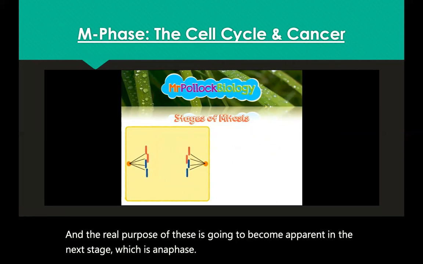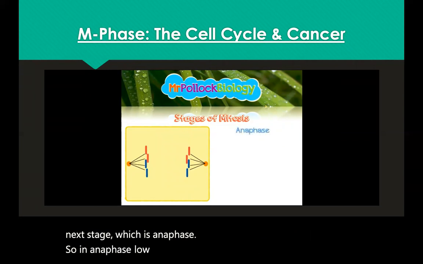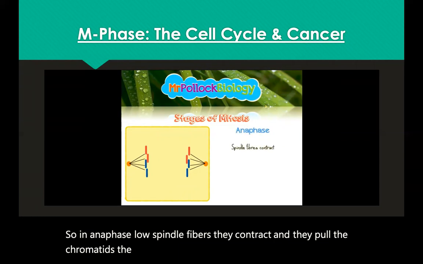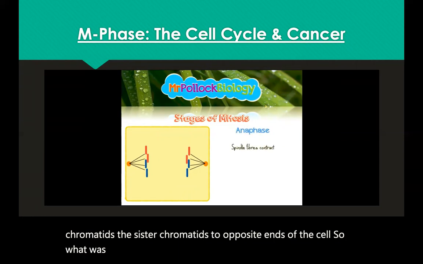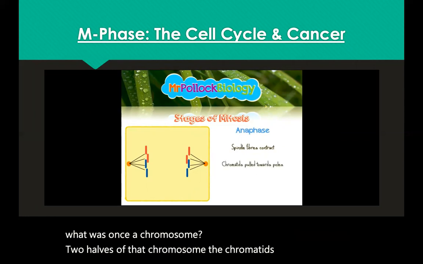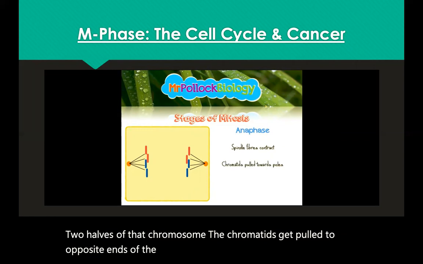So in anaphase, those spindle fibers contract and they pull the chromatids, the sister chromatids, to opposite ends of the cell. So what was once a chromosome, two halves of that chromosome, the chromatids, get pulled to opposite ends of the cell. Finally, we've got telophase.